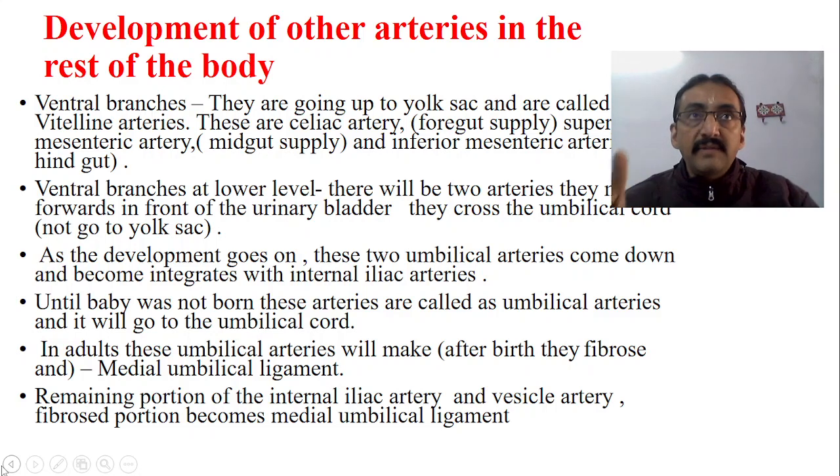Basically, from the lowermost part of the ventral branches, we will have two arteries which form the umbilical arteries, and they will not go to the yolk sac.